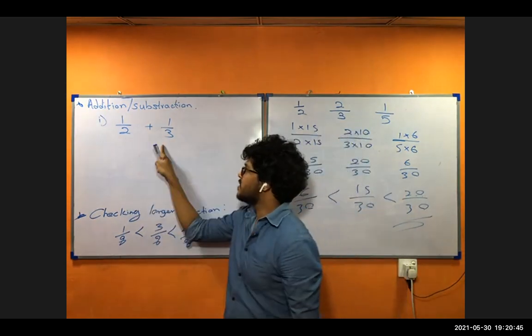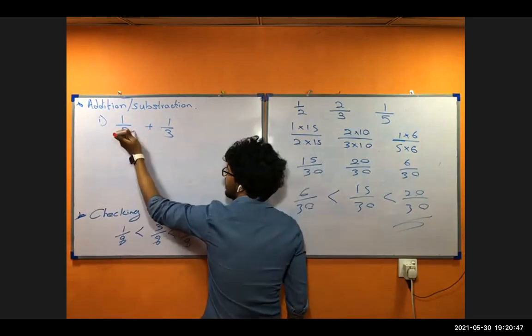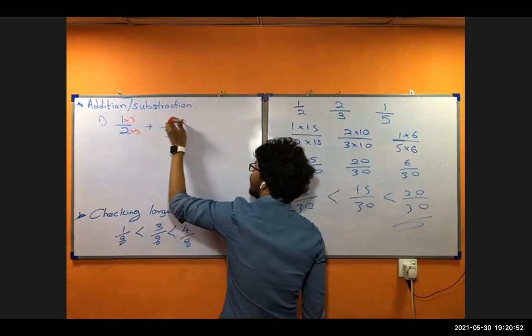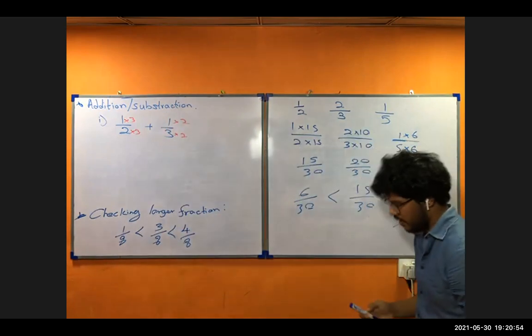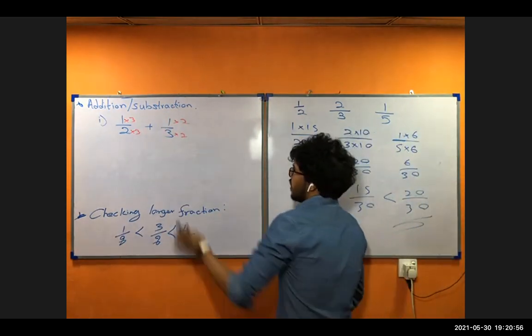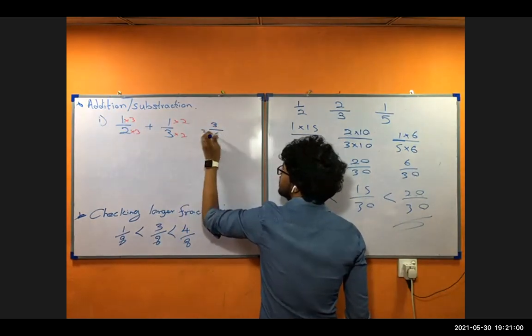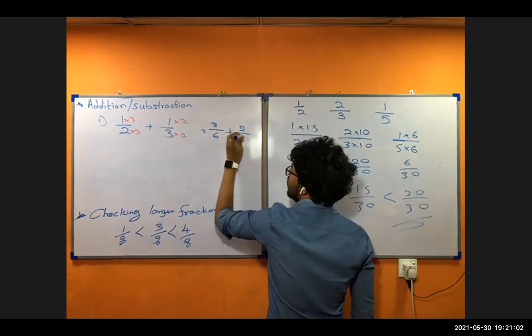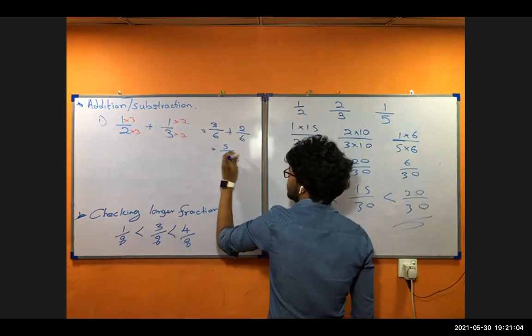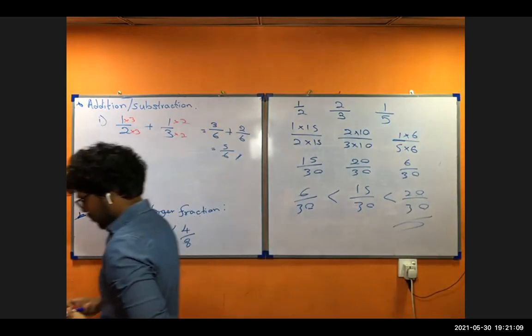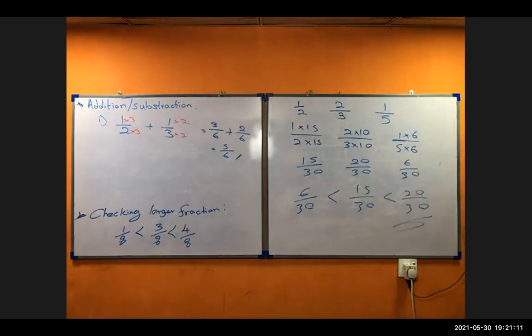You can make the denominator 6, right? From 2, you can make a 6. From 3, you can make a 6. So in that case, you can multiply this by 3, this by 3, this by 2, this by 2. Why are we doing so? To make the denominator the same. So what would I get? 1 times 3 is 3/6 plus 1 times 2 is 2/6, which gives 5/6. Subtraction is also the same concept.